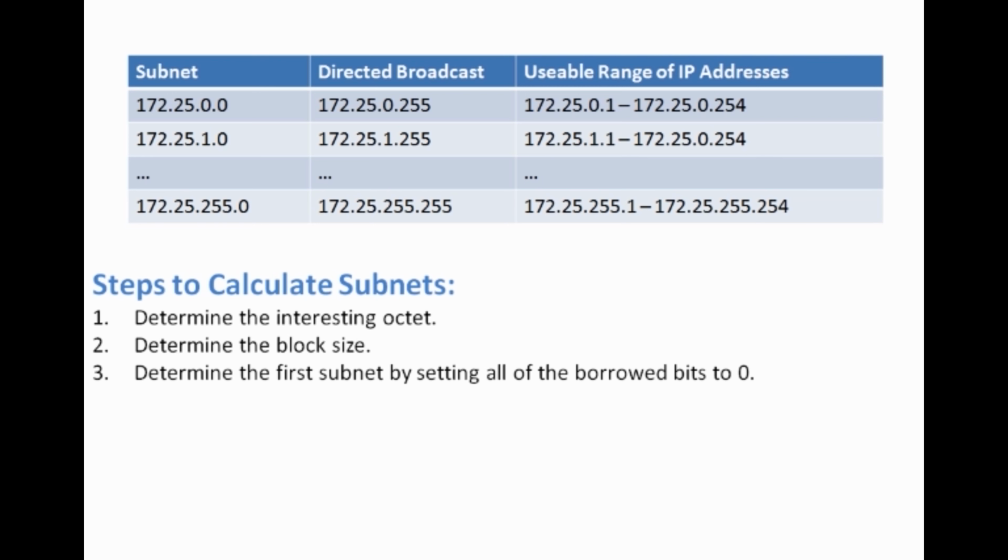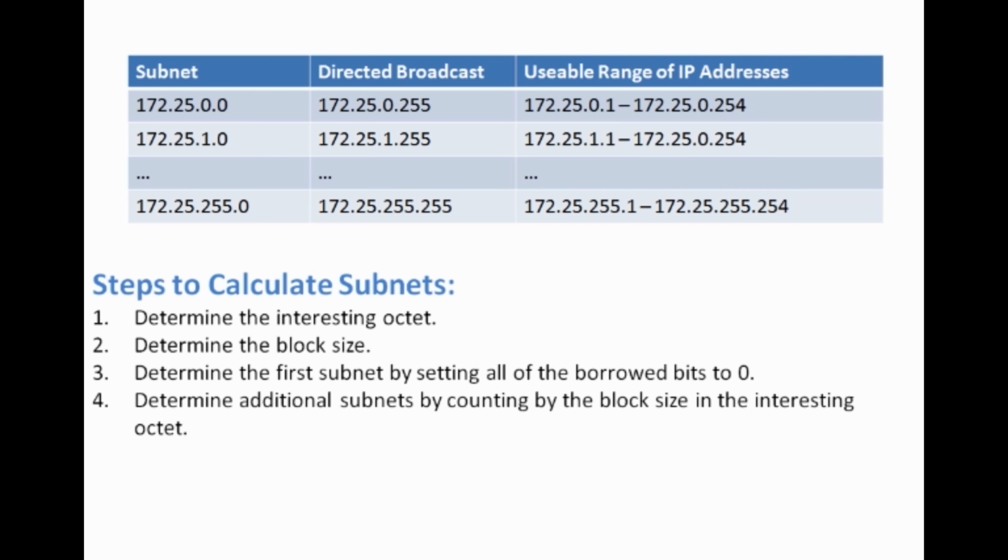Thirdly, determine the first subnet by setting all of the borrowed bits, all the bits beyond the natural mask in the network address. Set all those bits to 0, and then you just start counting. Start in that interesting octet and start incrementing by your block size.